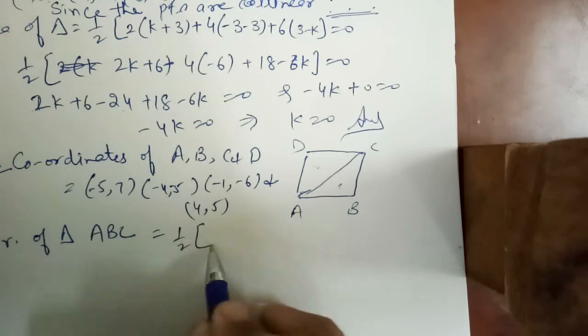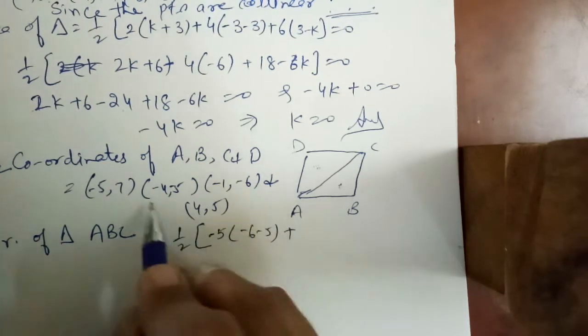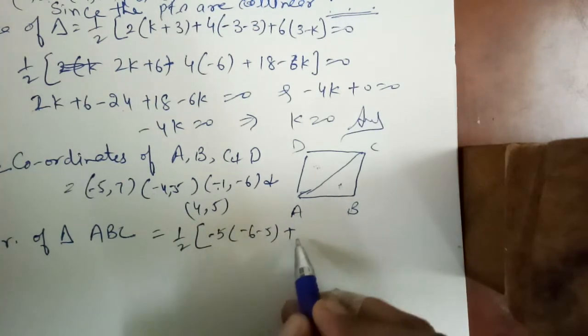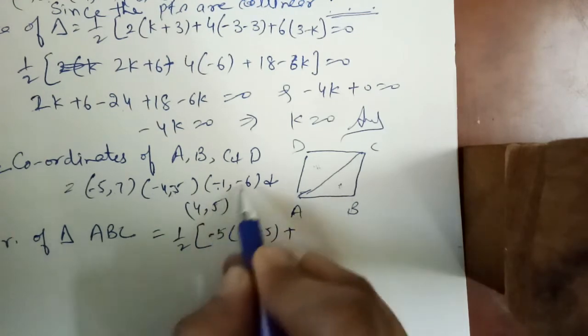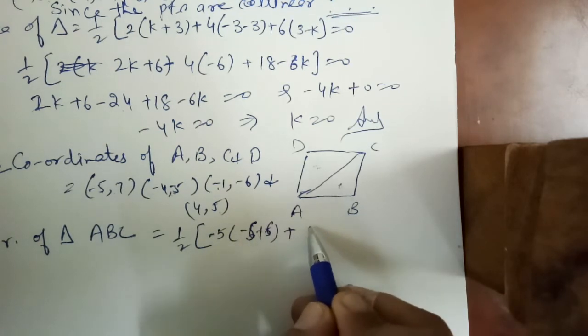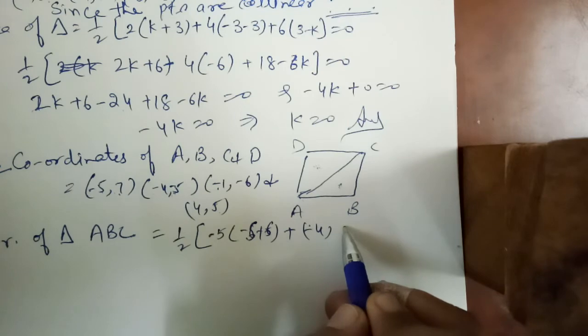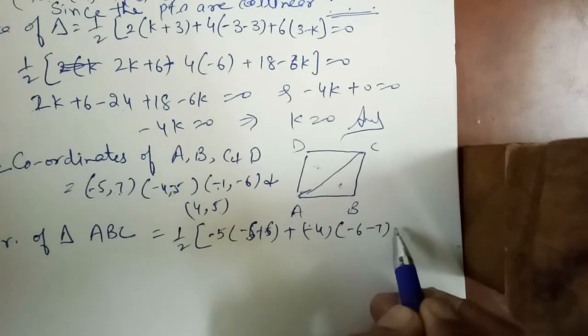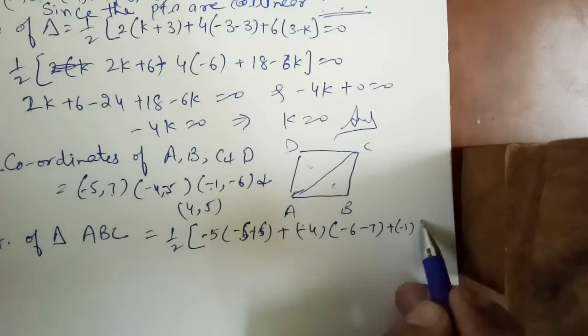That means half of x1, minus 5 into minus 6 minus 5 plus x2. For ABC, it will be minus 5 plus 6. I mistakenly took these coordinates for A, B, C. Minus 5 plus 6 plus x2 is minus 4, x3 (y3 minus y1), this is minus 6 minus 7 plus minus 1, this is 7 plus 5.